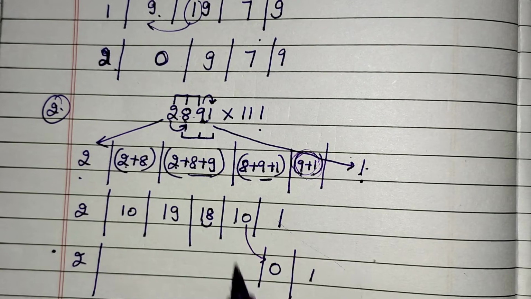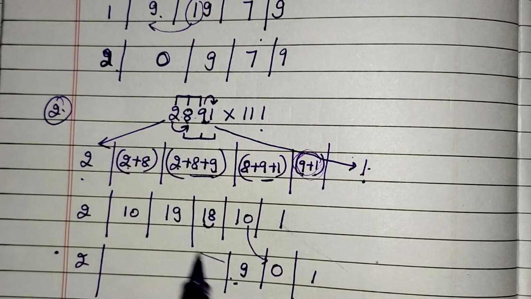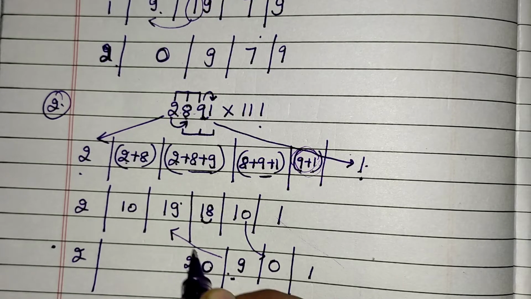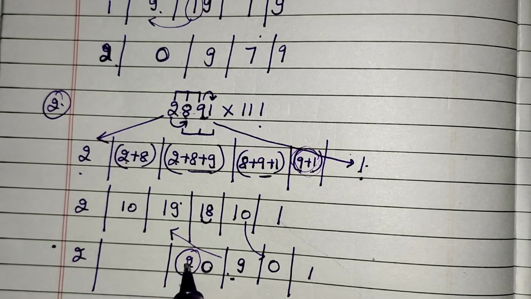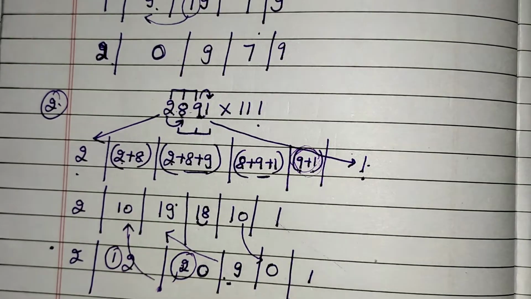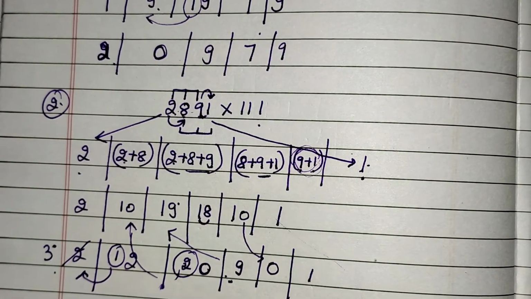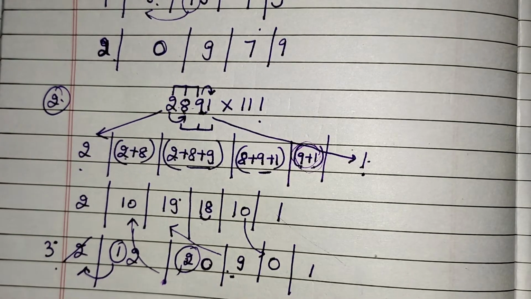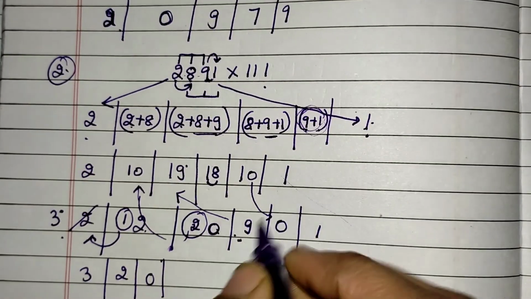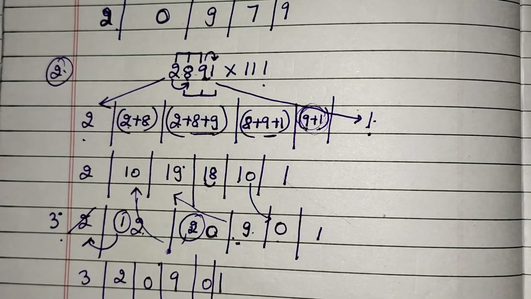This one will get added here, it will become 19. So 1 will be carried again from here, so this 1 will get added to this 19. 19 plus 1 will become 20. Okay, 20, and this 2 will get added to this 10 and it will become 12. And now this 1 will get added to this 2, then instead of 2 it will become 3, right? So what will be my answer? 3, 2, 0, 9, 0 and 1. This will be my answer.